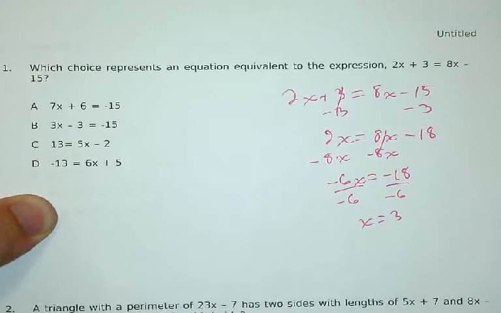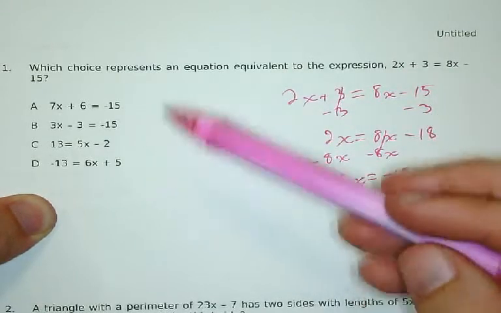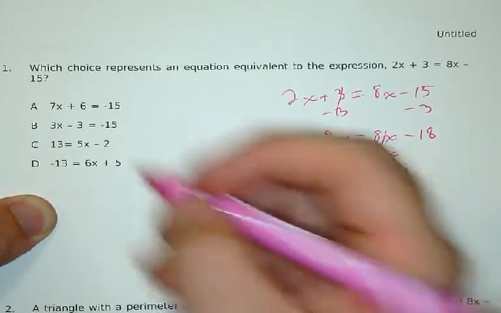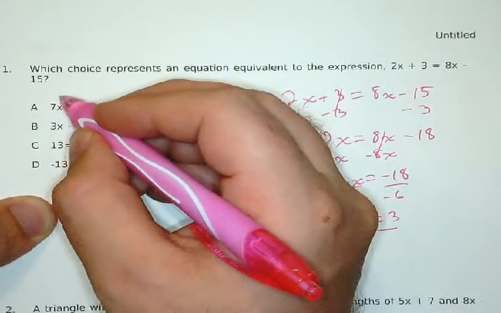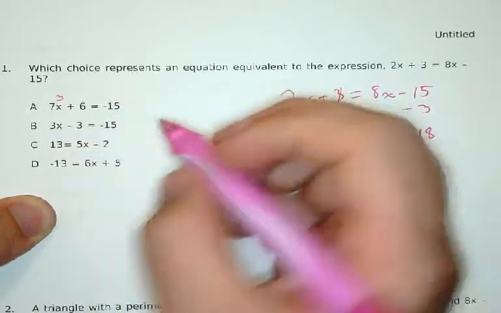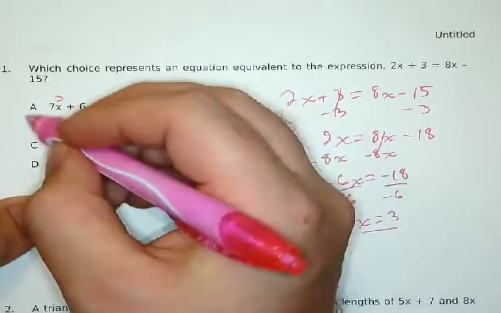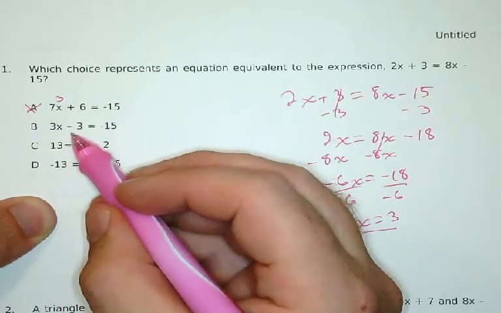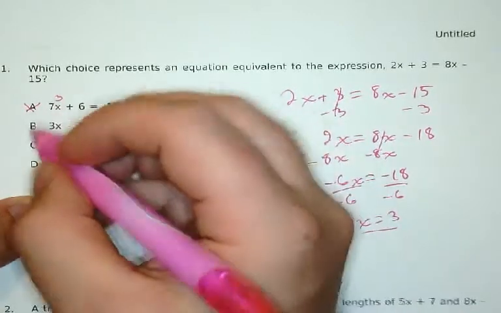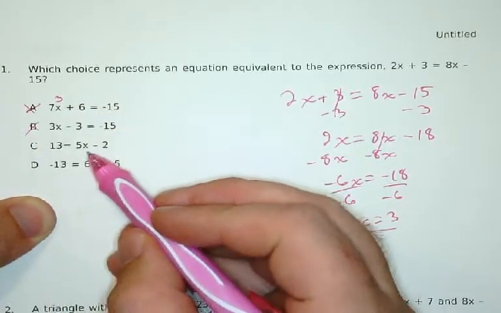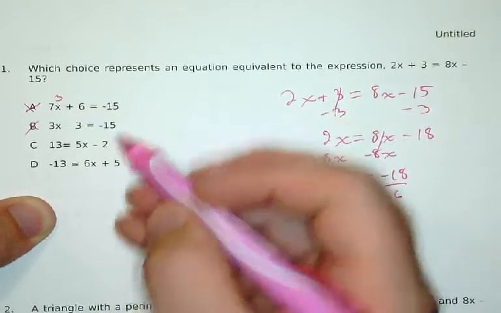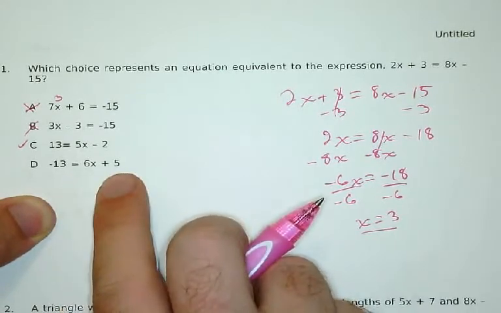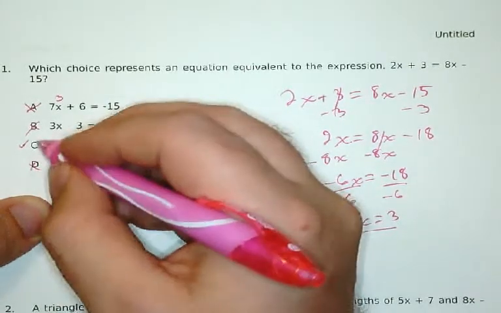Well, that's really good, but here's the problem. None of these say x equals 3, so what we're going to have to do now is take this and plug it in and see if one makes sense. So, is 7 times 3, which is 21, plus 6, is that negative 15? No. 3 times 3 is 9, minus 3 is 12, it's not negative 15. 5 times 3 is 15, minus 2 is 13, okay, this one looks good so far. And 6 times 3 is 18, plus 5 is not negative 13, so it is C.